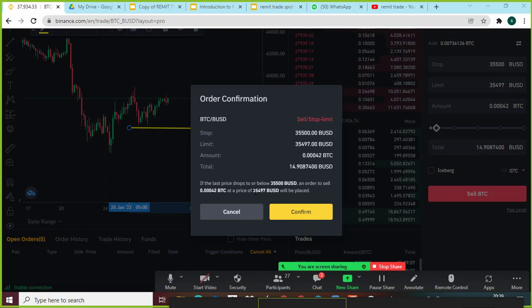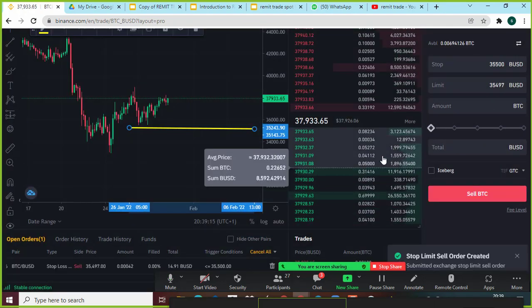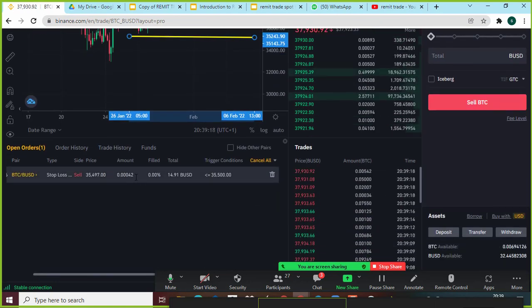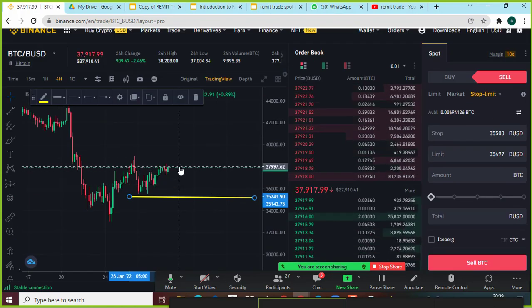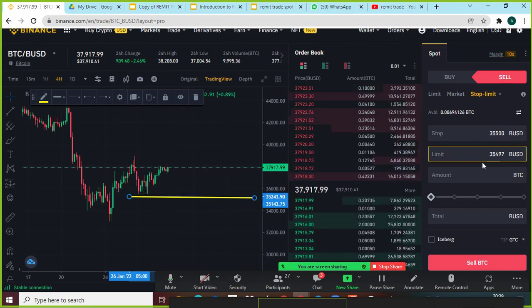Now, this is the price it will sell for you. This is the conditional price that must be reached. Then you now click what? Confirm. Once you click on confirm, it will place the order for you, and you see the order right there. This price is the selling price, which is the limit price. This price is the conditional price, which is the stop price. As simple as that. So when the market goes against you, let's say the market begins to go down, it will first of all hit 35,500, then automatically it will sell at this price for you.